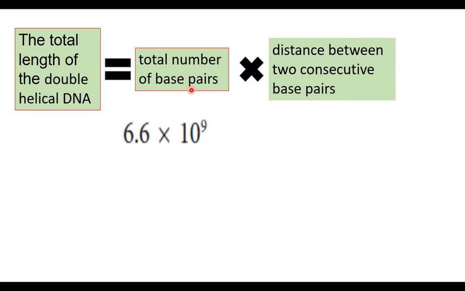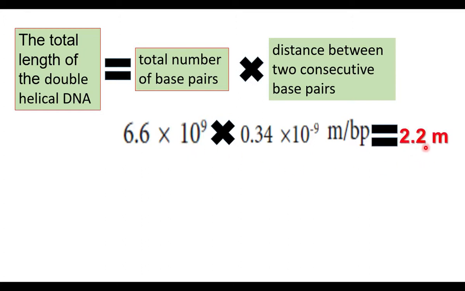The total number of base pairs in a DNA is 6.6 into 10 power 9. The distance between two consecutive base pairs is 0.34 into 10 power minus 9 meter per base pair. If we multiply, we will get 2.2 meter.